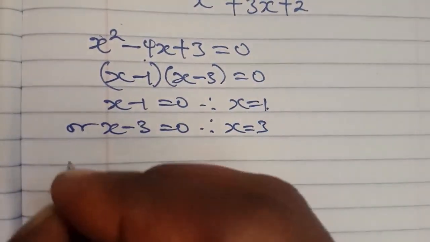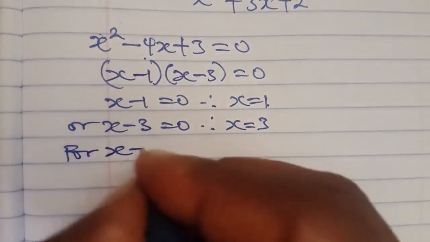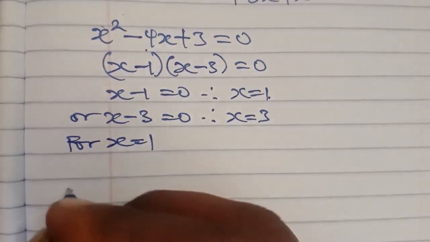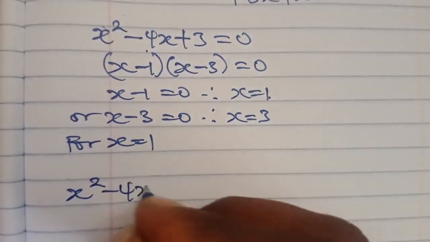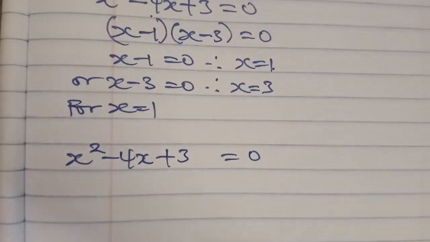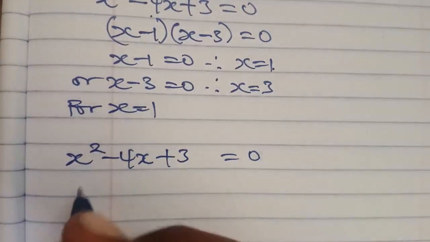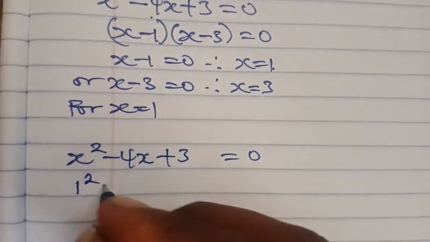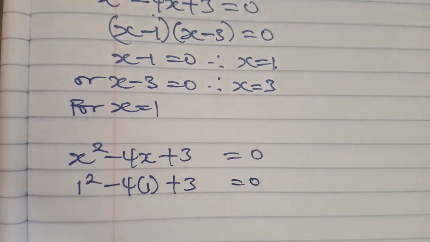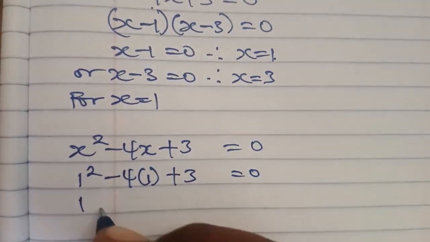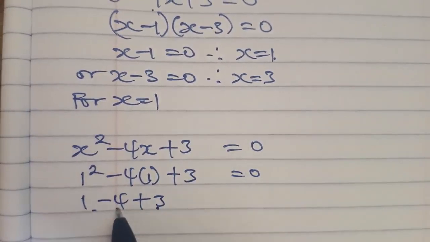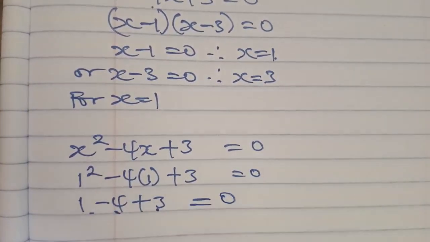So let's check for x equals 1. From the function x squared minus 4x plus 3, we want to check whether it is 0 when we input 1 in the place of x. So we have 1 squared minus 4 times 1 plus 3. Let's see whether it will give us 0. This is 1 squared, this is negative 4 plus 3. So this and this is 4. 4 minus 4 is 0. So it is a 0 of the function.